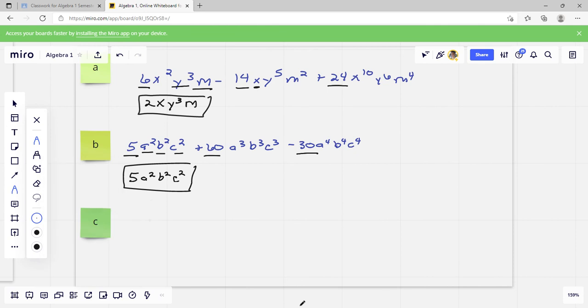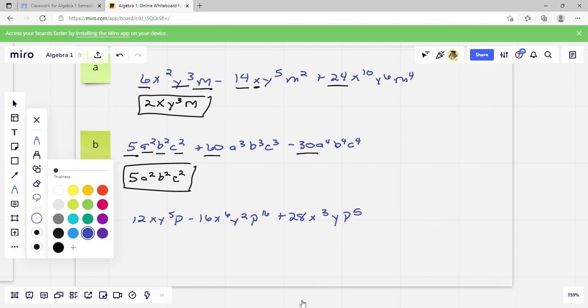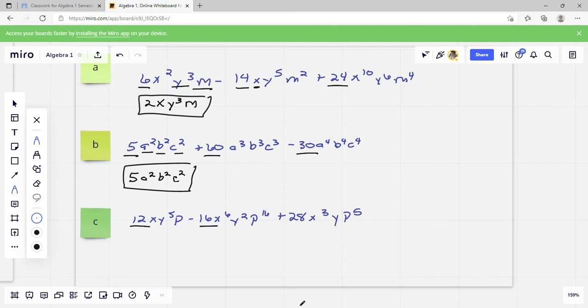All right, and then C, we've got 12x y to the fifth p, 16x to the 6th y squared p to the 16th, plus 28x to the third y p to the 5th. All right, so first we're going to look at our number part. 12, 16, and 28. Let's see. 4 will go into all those. Yeah, because this will be 3 times 4. This one will be 4 times 4 and 7 times 4.